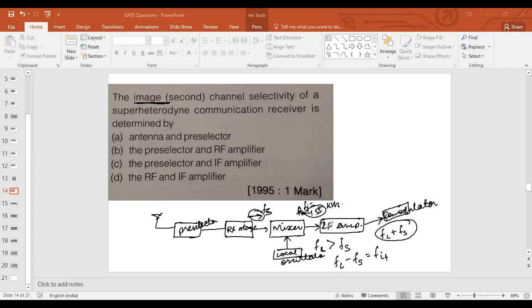So the image frequency should be detected before this IF amplifier. If this image is not detected or rejected earlier, then it will be introduced in the IF amplifier and it will also get amplified. So whatever the image is, it should be removed at the pre-selector and this RF stage itself. Otherwise it will get into the IF amplifier. So the best option is the pre-selector and RF amplifier.